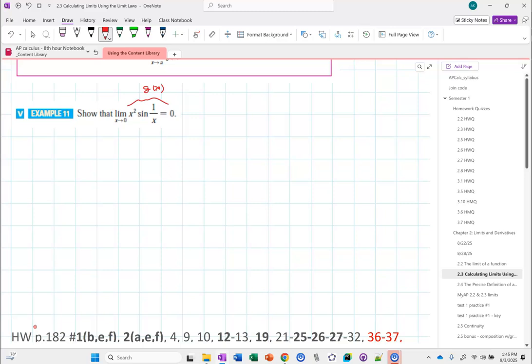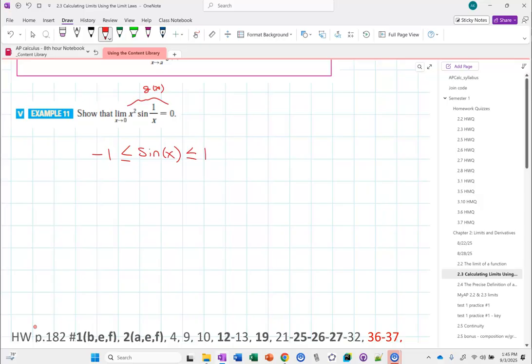So the trig piece is what I want, because I remember from last year in trig that sine of x is bounded above and below by 1 and negative 1. The outputs of sine x always have to be between negative 1 and positive 1, right?